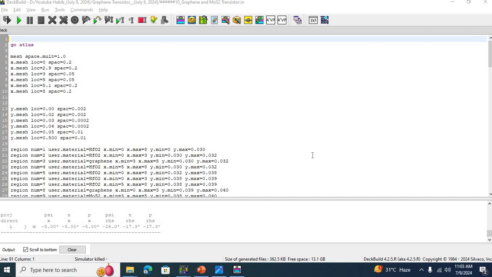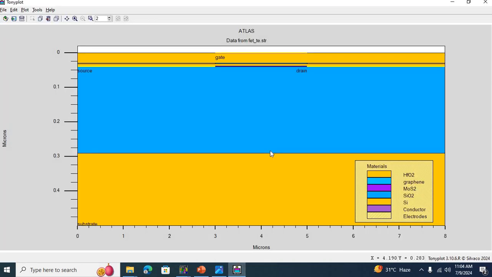Hi, this is Dr. Habib Ahmed, and today I'm going to demonstrate how to perform the Silvaco TCAD simulation of graphene and molybdenum sulfide based field effect transistor. Initially, I will give a brief introduction into this topic, followed by the Silvaco TCAD simulation of the transistor. So here is the structure of the transistor that I have simulated.